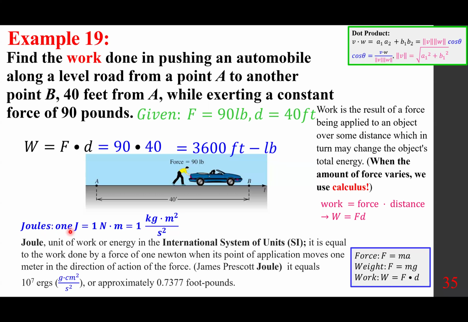Units. Joules, 1 joule is 1 Newton times meter, 1 kilogram meter squared over second squared. Joule, unit of work or energy in the international system of units, SI. It is equal to work done by a force of 1 Newton when its point of application moves 1 meter in the direction of action of the force. James Prescott Joule. That's where the units come from. It equals 10 to the power of 7 ergs, and it's approximately 0.7377 foot-pounds. This is just the information from physics if anybody is interested.